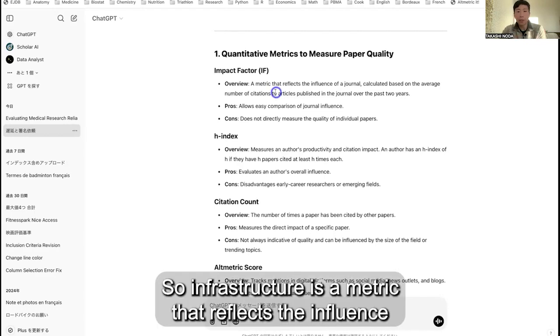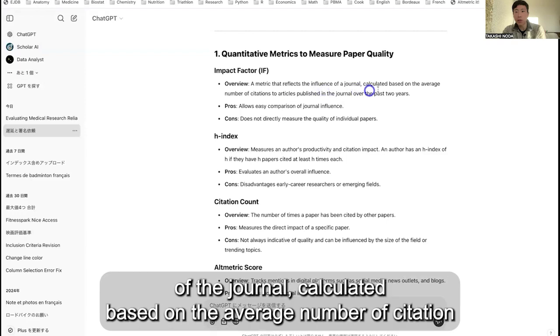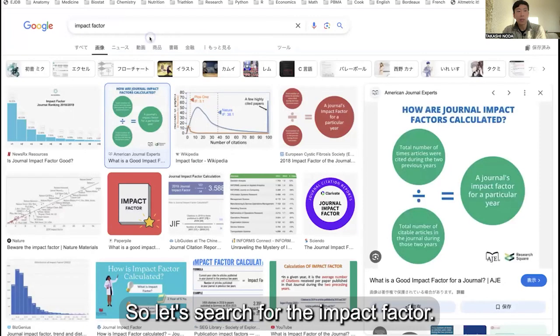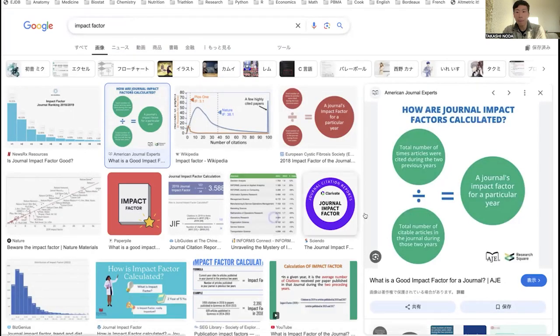So impact factor is a metric that reflects the influence of the journal, calculated based on the average number of citations to the articles published in the journal over the past few years. So let's search for the impact factor.